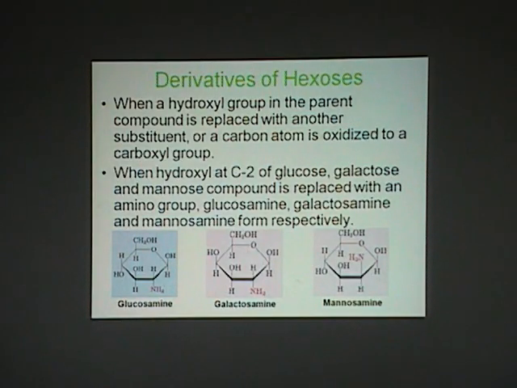Now derivatives of hexoses. Because when we say chitin, it is a carbohydrate present in the exoskeleton of insects. And N-acetyl glucosamine is present in the bacterial cell wall. So if we know all these things, only then we can understand their inhibitor. There we have to put extra effort. If we know these things, we will understand all of it very easily.